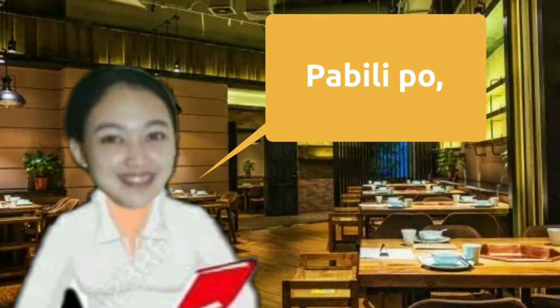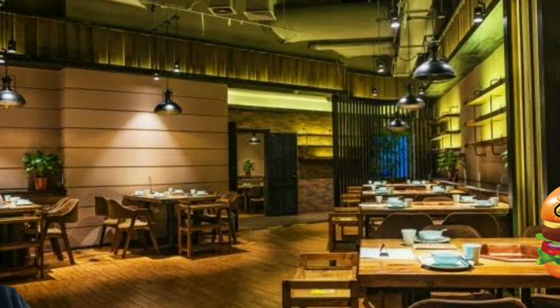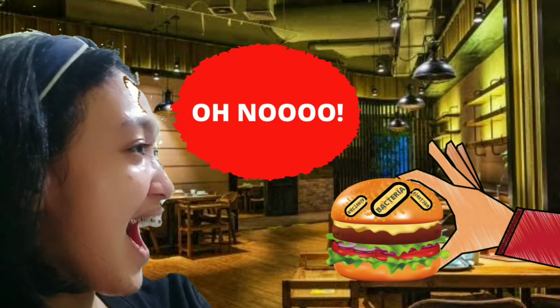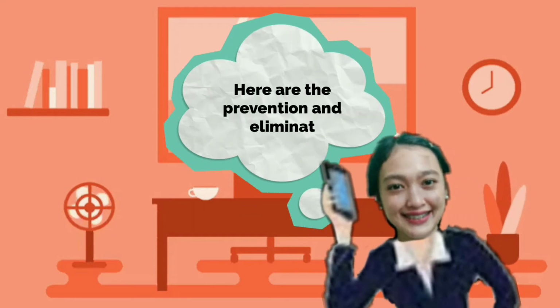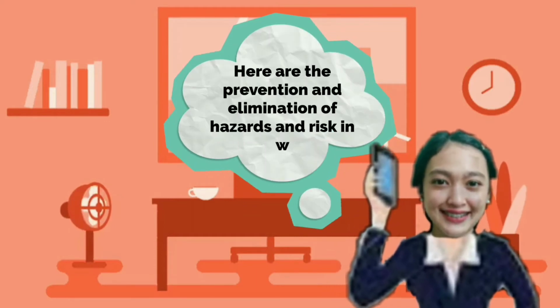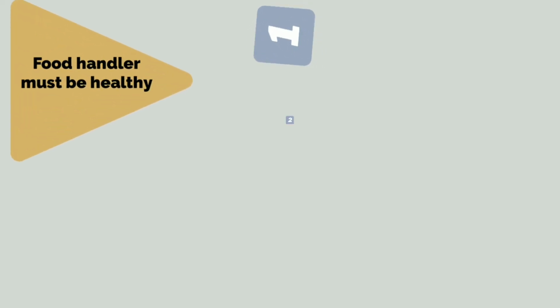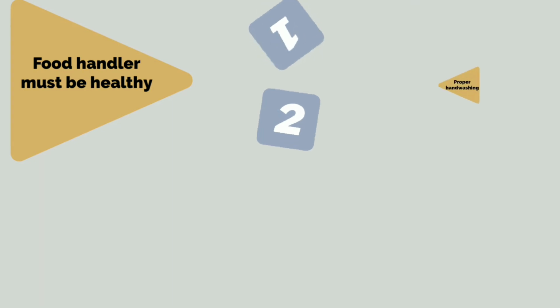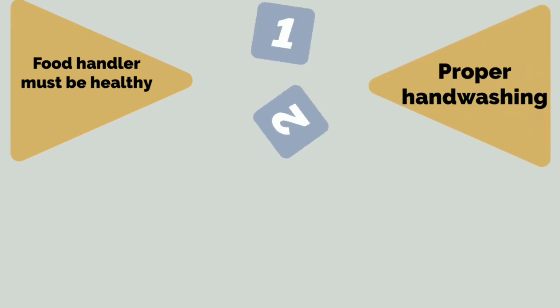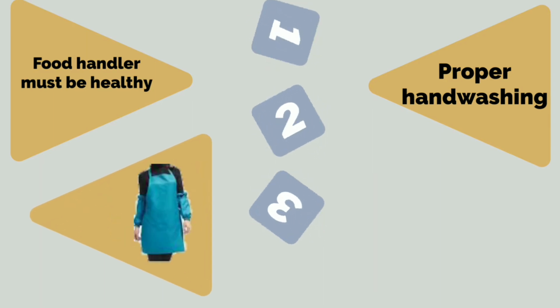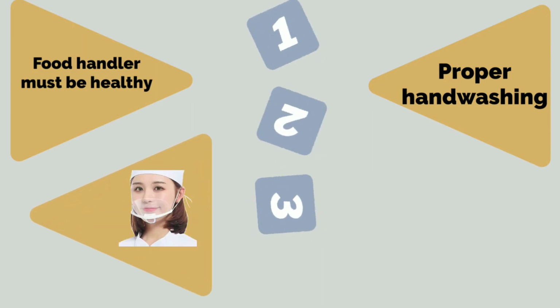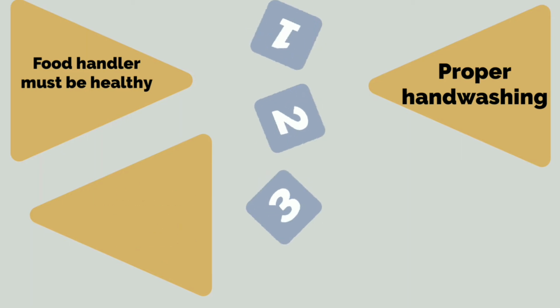Cross-contamination is the transfer of harmful substances from one food to another through a non-food surface. Here are the prevention and elimination of hazards and risks in food service operation. First, the food handler must be healthy. Second, proper hand washing. Next, proper attire must be observed: hair restraint, work clothes, footwear, facial mask, and gloves.